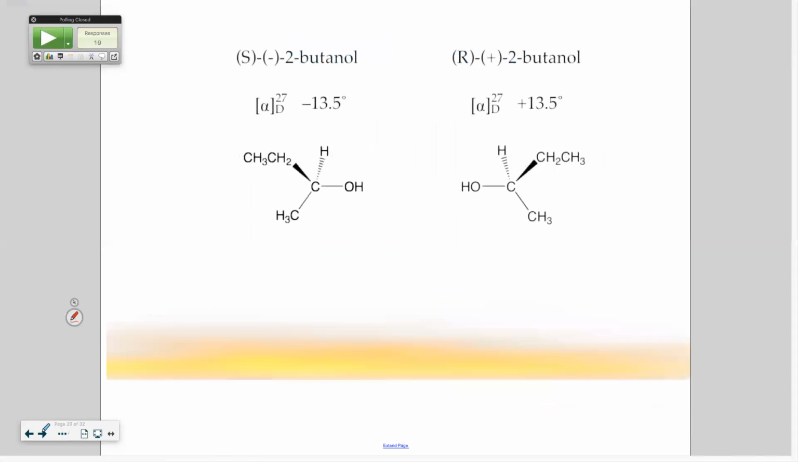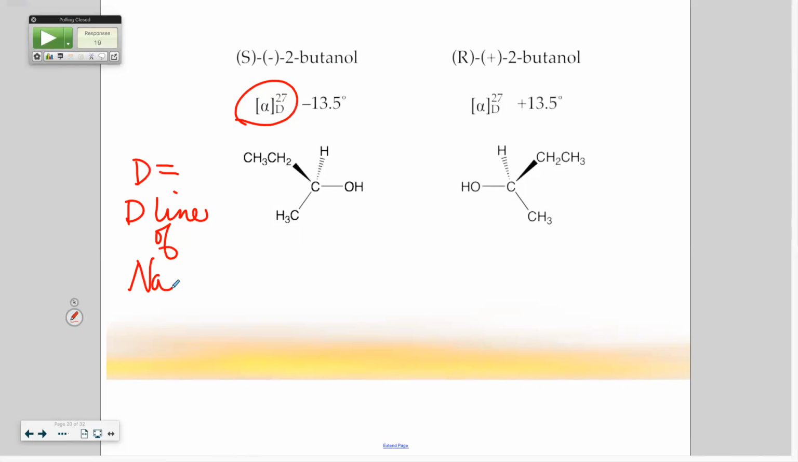But when you put all those in there, you're going to be able to calculate your specific rotation. Okay, so here is S minus 2-butanol and R plus 2-butanol. Okay, these are the specific rotations for them. And what that means is that stands for specific rotation. The 27 is the temperature, which is pretty much room temperature. Okay, and then that D is the D line of sodium.